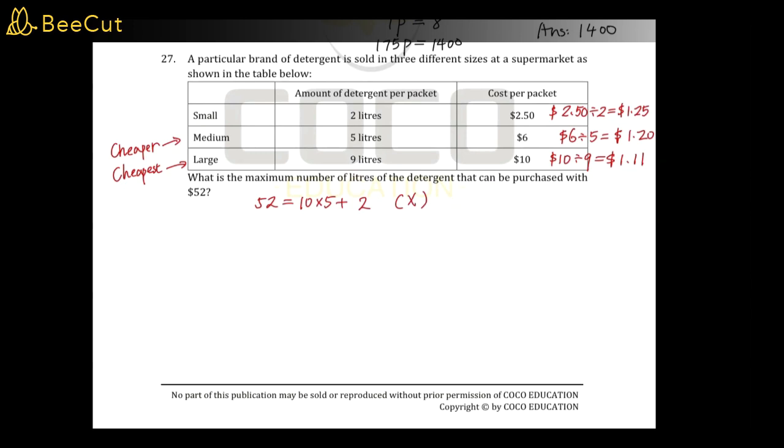Then let's try 52 equals $10 times 4. Now 4 sets of the large. And then another $12, we can buy the medium, and we can buy 2, so $6 times 2. Right, this is 4 large plus 2 medium. So 4 large, each of them is 9 liters, 9 times 4. For the medium size is 5 liters each, 5 times 2. Total is 46 liters.